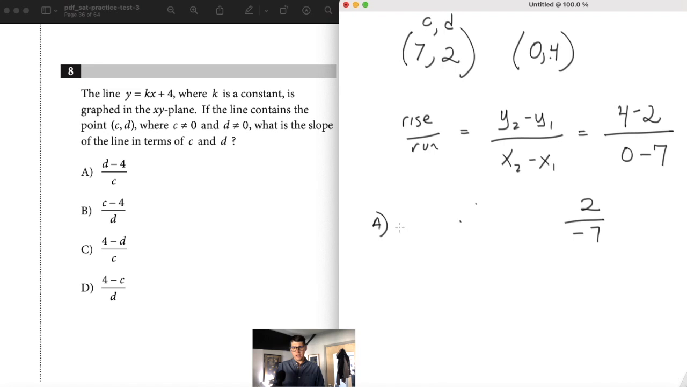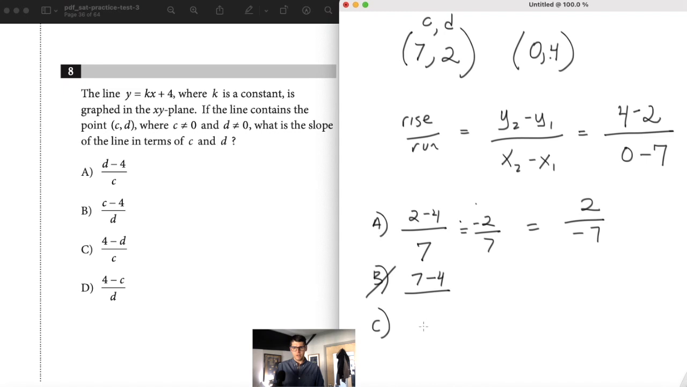Let's try A. A would be 2 minus 4, so that's a negative number, over 7. So that seems to work. That's negative 2 over 7, which is the same thing. Negative 2 over 7 is equal to 2 over negative 7. Let's try B. B would say, just to be clear, 7 minus 4. That's going to be a 3 on top. I already know this is wrong.